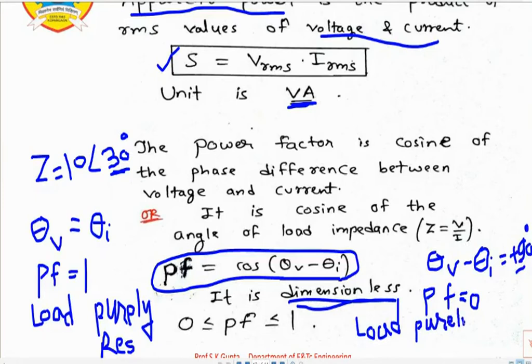That means there will not be any resistance present in the circuit, only inductors and capacitors will be present. The load is purely reactive in nature.